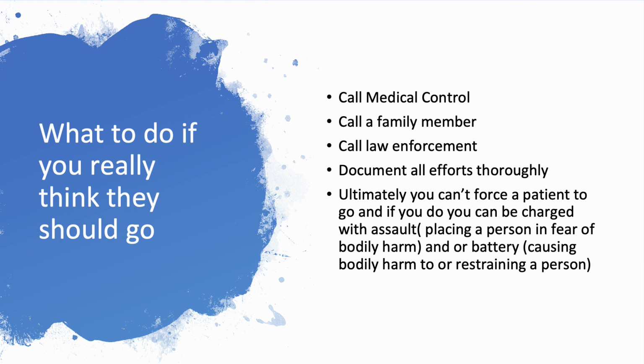So what happens if I really think they need to go and they really don't want to? The first step is going to be call medical control. Let the doctor get involved and make the decisions. You can try to call a family member, maybe a mother or a daughter can convince them to go. If both of those fail, call law enforcement, and then document everything you did. Ultimately, if the patient's alert and oriented, we can't force them to go. And if you try to, it's called assault or battery. And so we're not able to do that.